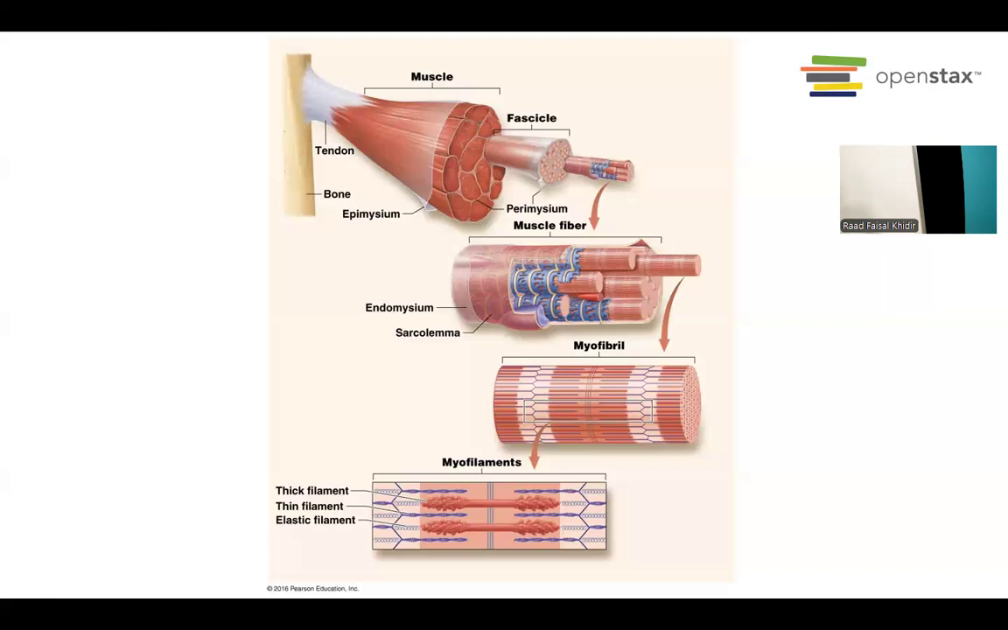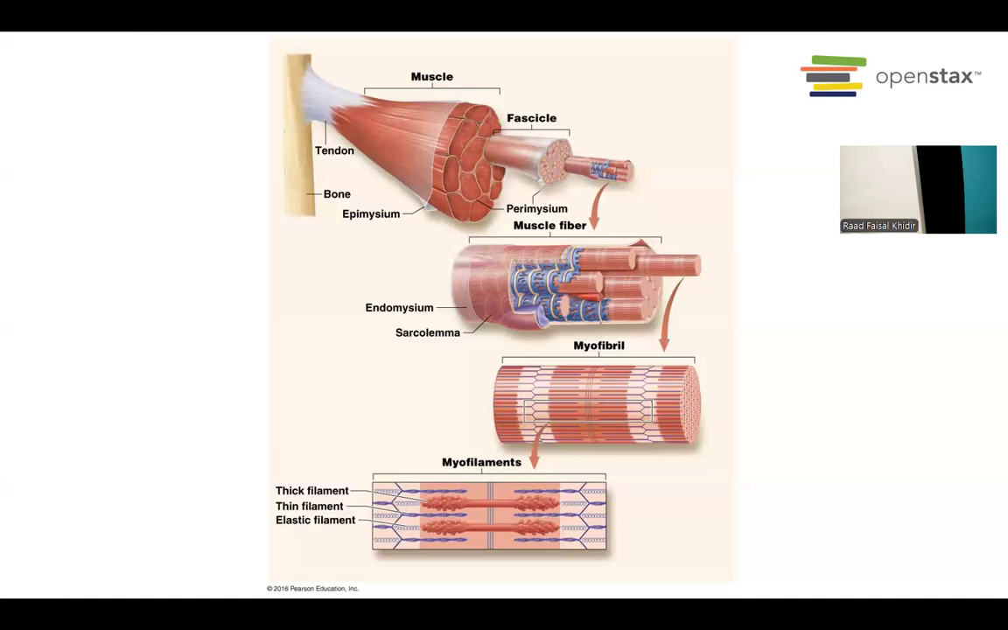endomysium. So you have multiple fibers. So the multiple fibers will give you a muscle fiber. And then the muscle fiber, you have myofilaments. Many myofilaments giving you a myofibril. Multiple myofibrils will give you an endomysium. So that's the inner layer. Endomysium surrounding the muscle fiber that is already made up of multiple myofibrils, that is made up of multiple myofilaments.